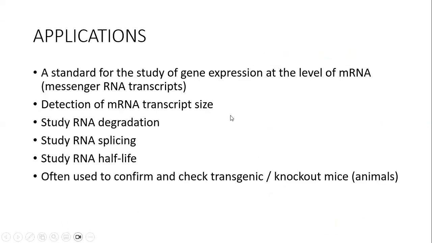So what is it used for? It is used for gene expression studies. It can be used for detection of the messenger RNA transcript size. It can be used for studying RNA degradation, splicing, and its half-life. It is also used to confirm generation of transgenic or knockout mice or other animals.